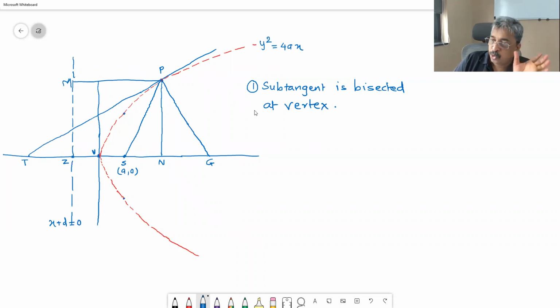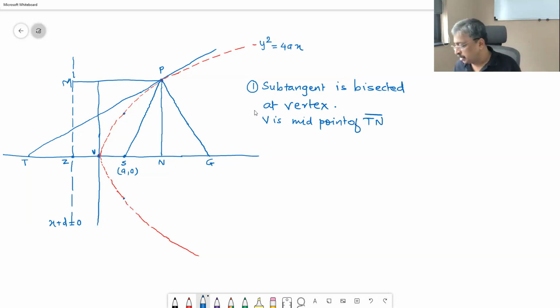Now, subtangent is the projection of the tangent segment from P to where it intersects the x-axis, projection of that segment on the x-axis. So in this diagram, the subtangent is TN, and you are supposed to prove that V is the midpoint of TN. One by one, I give you a few minutes to do that. This is very simple.